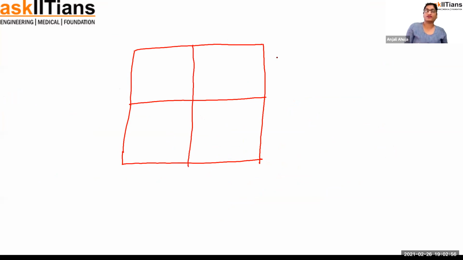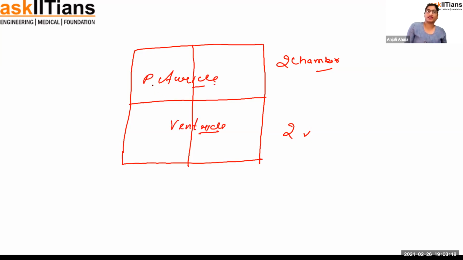The heart has four chambers: two on the upper side and two on the lower side. The two upper chambers are known as auricles, and the lower ones are known as ventricles. This is the right auricle and this is the left auricle. This is the right ventricle, and this is the left ventricle.